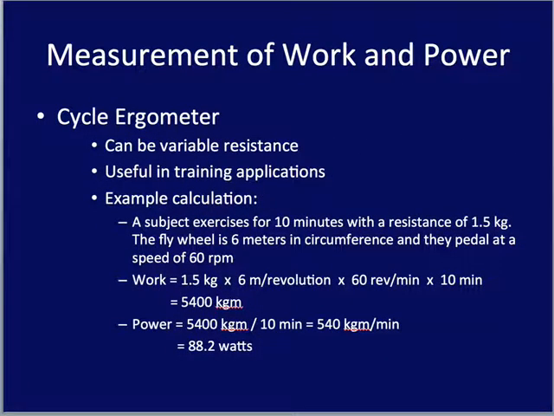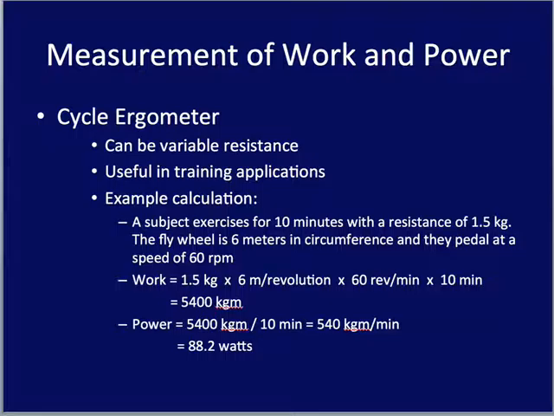So let's look at a stationary bicycle or a cycle ergometer. So it can be variable resistance. That's one of the benefits of it. It's useful in training applications. You want an athlete to increase their power output or their work output. You can just simply increase the resistance on the flywheel, and therefore they'll be working harder, as long as they're keeping up their revolutions per minute.